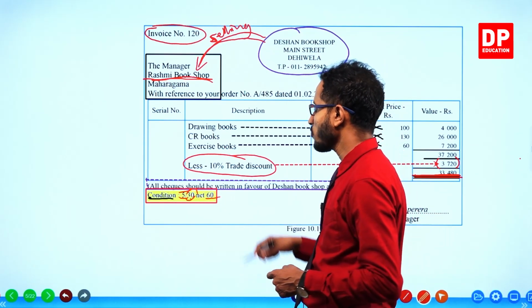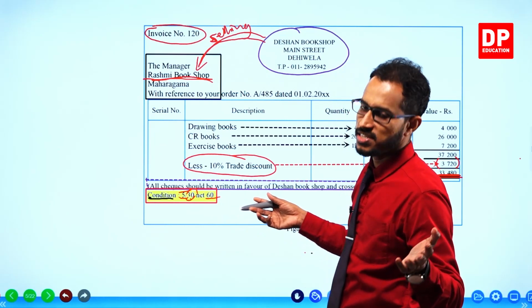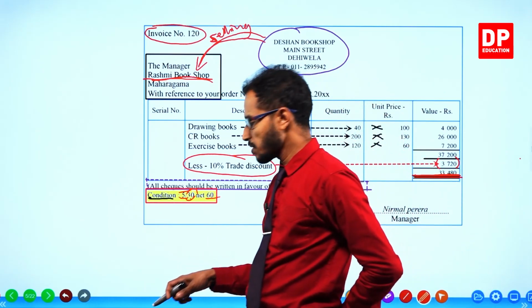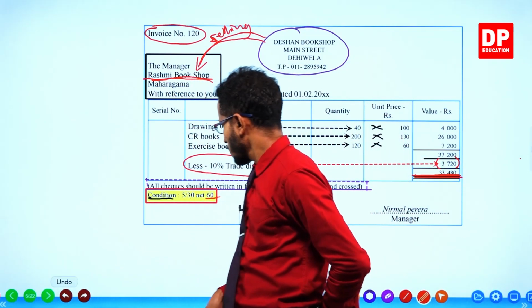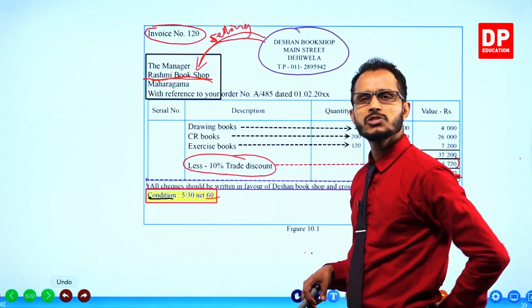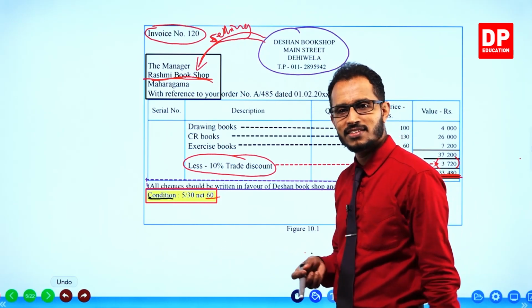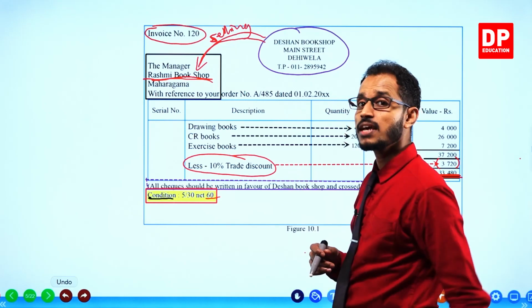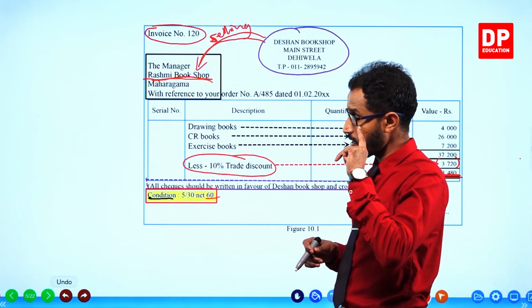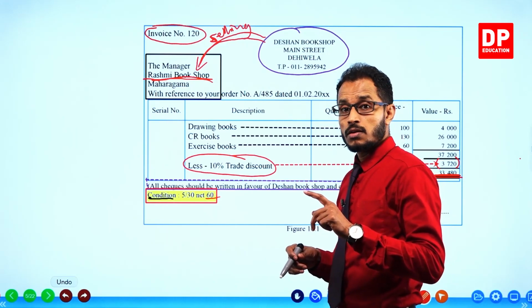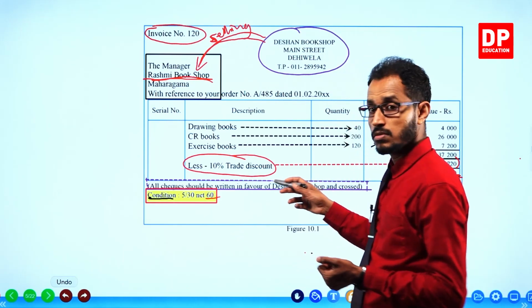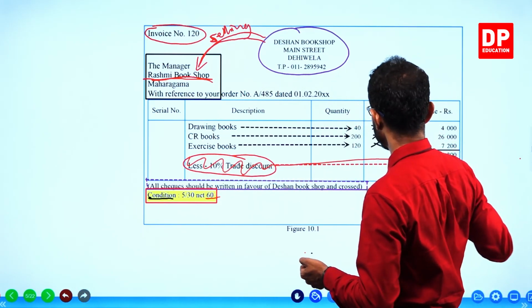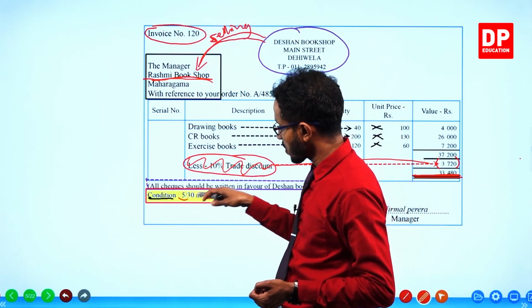Okay, that is the meaning of 5/30. It's a cash discount, and it is a benefit for Rashmi, the buyer, the purchaser. It's a benefit, my dear children. It's a cash discount, so Rashmi is going to get more of a discount. In addition to this trade discount, she's going to get another cash discount.